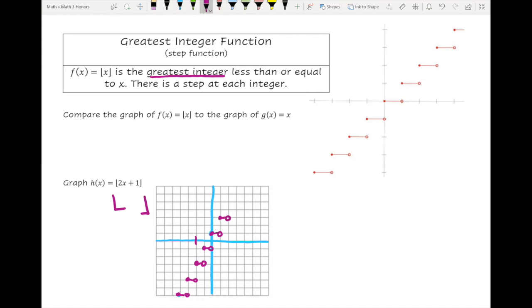I can't even see the line right now, but I can keep the pattern going. So I have my step closed dot over to an open dot, and it looks like it's jumping up to closed dot over to an open dot. So I can see my step function. Okay, so this is, again, greatest integer function or step function. I don't know which term your book is going to use, but they're talking about the same thing.